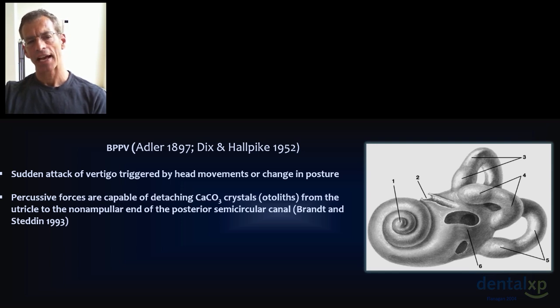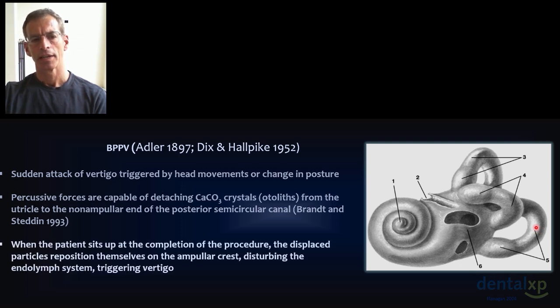BPPV is a sudden attack of vertigo triggered by head movements or a change in posture. Percussive forces are capable of detaching the calcium carbonate crystals from the utricle to the end of the posterior semicircular canal right here. Now, when the patient sits up at the completion of the procedure, the displaced particles reposition themselves on the ampullar crest. That's the widened portion of the canal, and this disturbs the endolymph system, triggering vertigo.